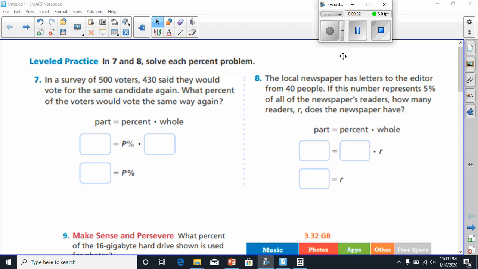Everybody, we're going to be doing representing the percent equation tonight. I'll be taking the odd ones. So let's start with number 7.